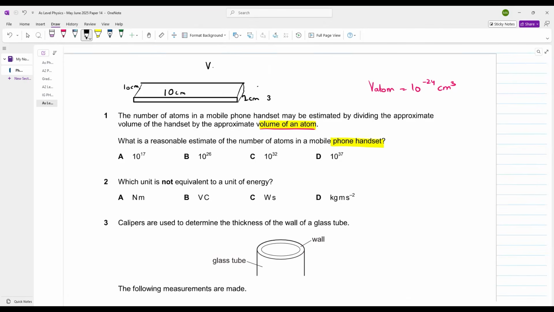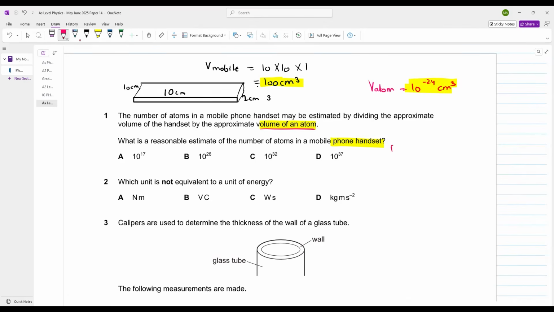Can you calculate the volume of the mobile phone? 10 into 10 into 1, that is 100 cm cube. Let's say the approximate volume of a mobile phone is 100 cm cube. The approximate volume of an atom is 10 raised to the power of minus 24. Can you calculate the number of atoms?